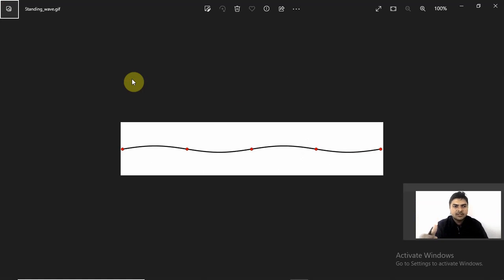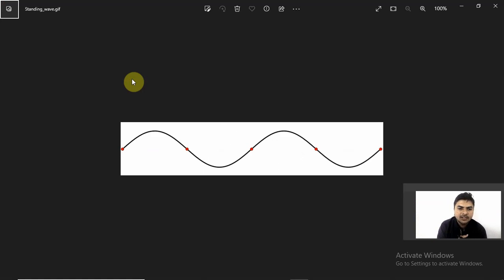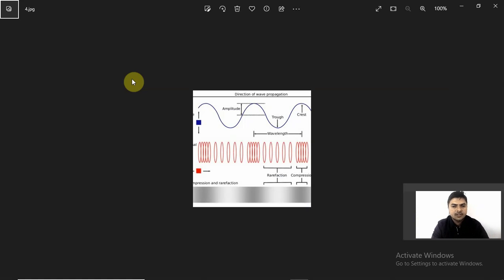This is a very simple diagram I have drawn. Just look on the screen how the wave is going to travel from one end to the other end. So this is a simple diagram, direction of wave propagation. Mathematically we see there is amplitude, there is a trough and crest in this, and here we can see this is a wavelength, one wavelength. One trough and one crest, trough and crest, will make the wavelength.